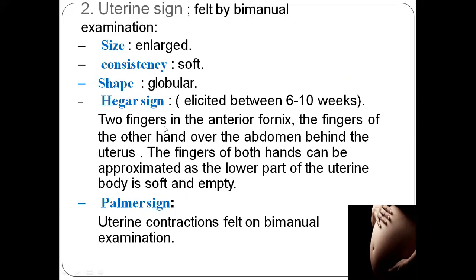sign. Hegar sign is evident between 6 to 10 weeks. Here, what happens? Two fingers in the anterior fornix, the fingers of the other hand over the abdomen behind. Internally, two fingers will be inserted till the anterior fornix, and the other hand will be kept over the abdomen, and we will apply slight pressure. Both the hands will meet together, abdominal hand as well as the internal hand. The fingers of both hands can be approximated as the lower part of the uterine body will be soft and empty. That is Hegar sign.